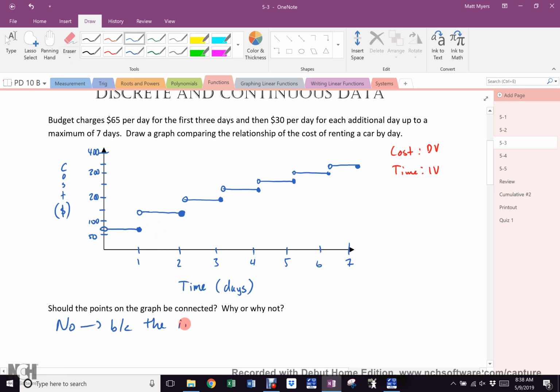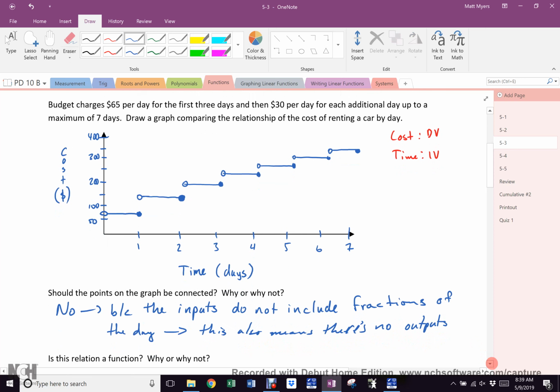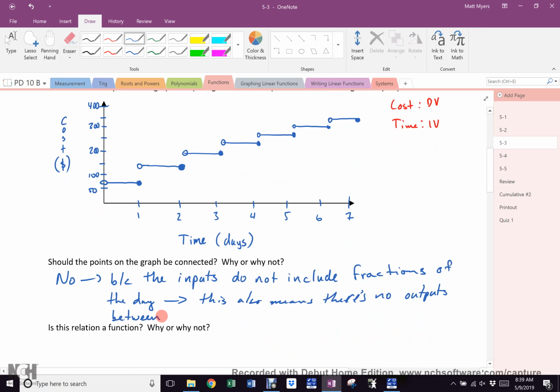because the inputs are whole. I shouldn't say whole. The inputs do not include fractions of the day. Since there is no input for fractions of the day, this also means what? There's no whats? No outputs between what and what? Between 65 to 130, etc. Right?